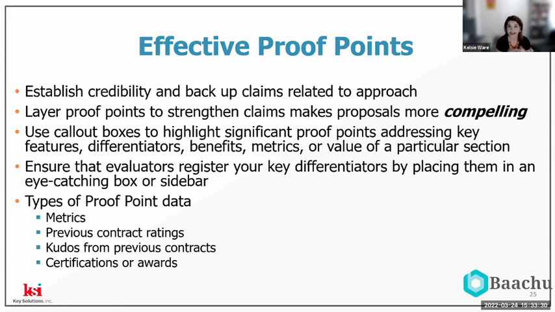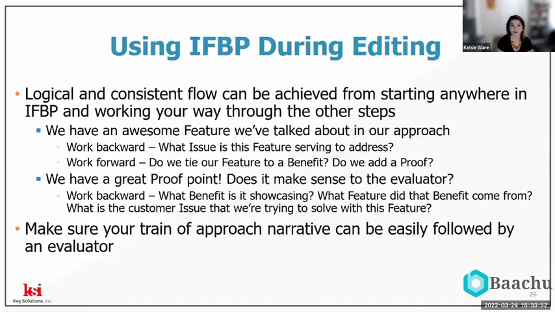Some types of proof point data that you might want to use are metrics, ratings from previous contracts, or kudos from previous contracting officers where you did a really great job. You might want to put a quote box somewhere in your proposal. And if your company has any certifications or awards that are applicable to the work being done, those are other good things to use for proof point data.